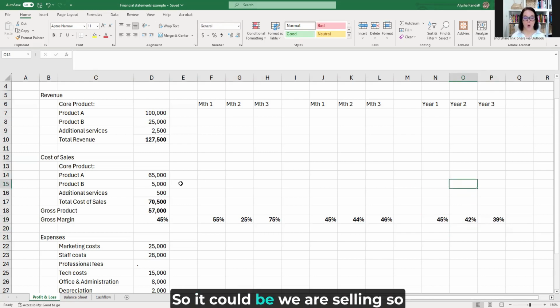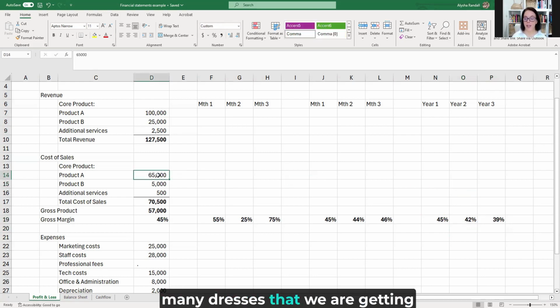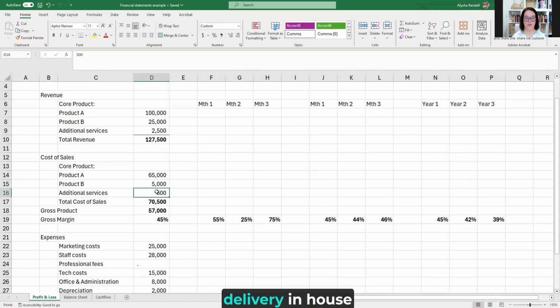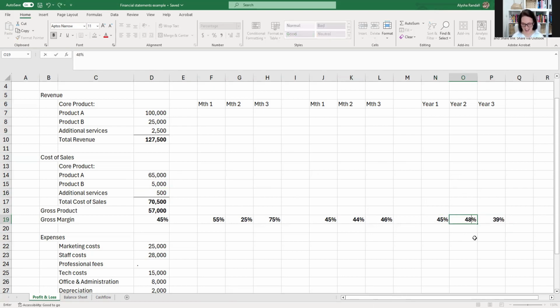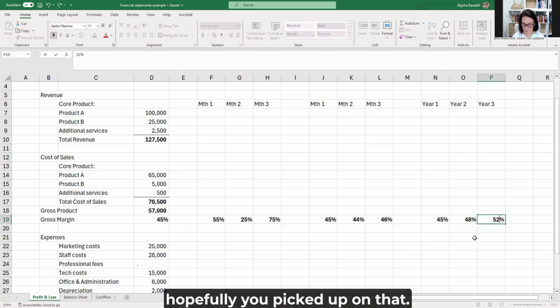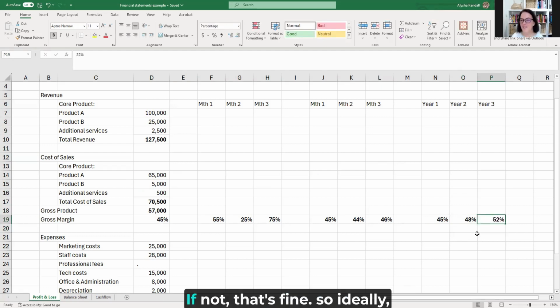So it could be we are selling so many dresses that we are getting a better rate when we purchase them. Or we have decided to bring delivery in-house and it's actually cheaper than a third party. Or we have switched 3PL and the company that is delivering our dresses are much cheaper than the last one. So these would be perfect examples. Oh, actually, I've done it the wrong way around. Oh dear. Hopefully you picked up on that. If not, that's fine. So ideally you want your gross margin looking like this.